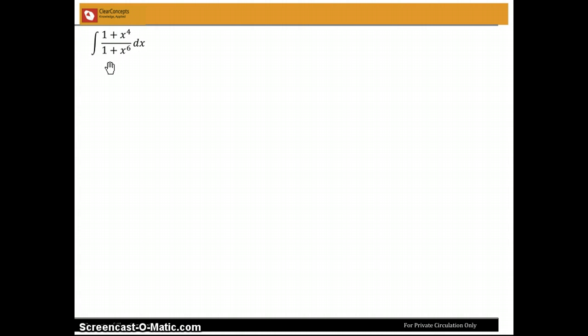If I treat x to the power 6 as a square, and I say that that's actually x cubed squared, then I have 1 plus x cubed whole squared. Now if I think about x cubed as the variable, then I need to have a 3x squared, or at least an x squared in the numerator, in order to be able to substitute and get a complete substitution easily. But I don't have that in the numerator. I don't have an x squared term.